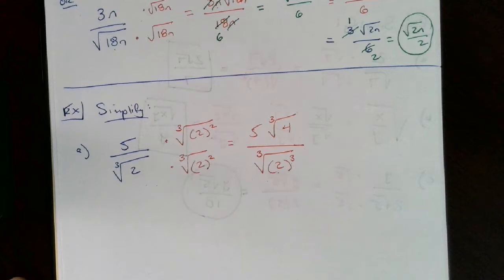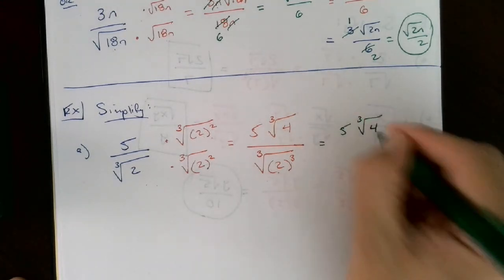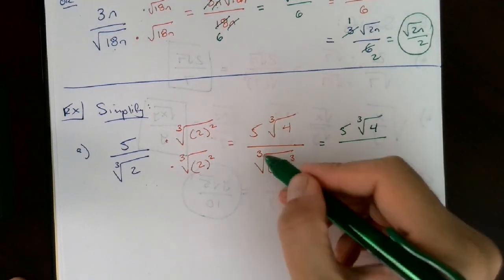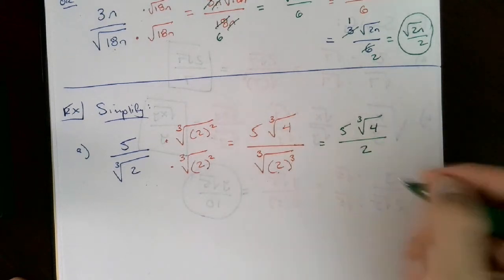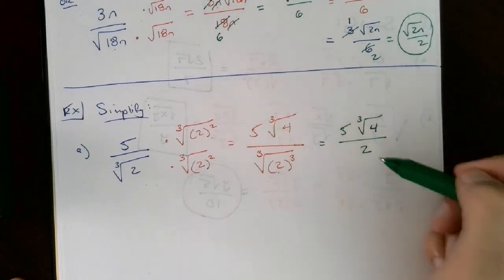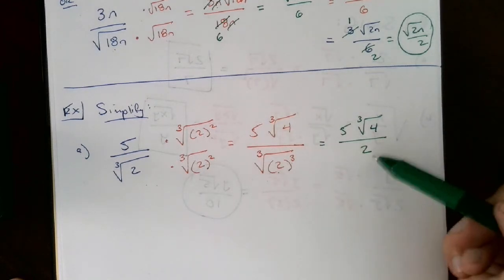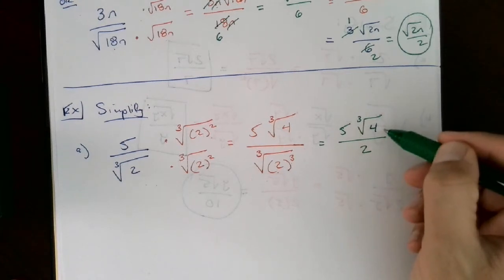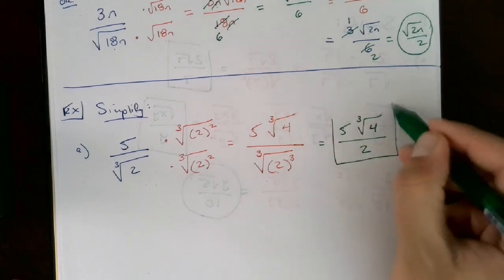So simplifying this, we have 5 cube root of 4 over the cube root of 2 cubed. Remember, 3 divided by 3 here, the power divided by the root, will give us just the base of 2. And so we've rationalized it now. If you made this into an 8, the cube root of 8 is still 2, so you get the same thing. So we have 5 cube root of 4 over 2. Does the cube root of 4 have any perfect cube factors other than 1? The answer is no. 5 and 2 don't reduce here because they don't have any common factors other than 1.